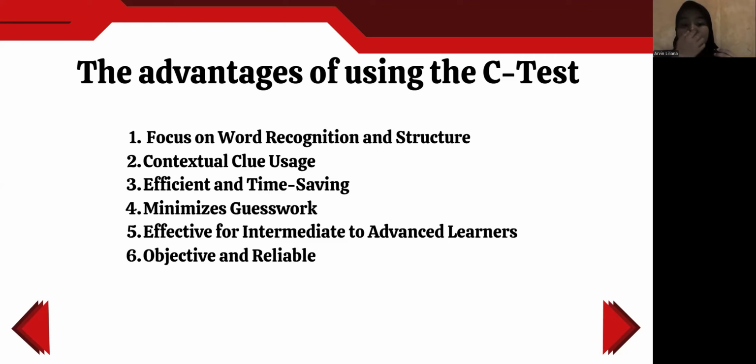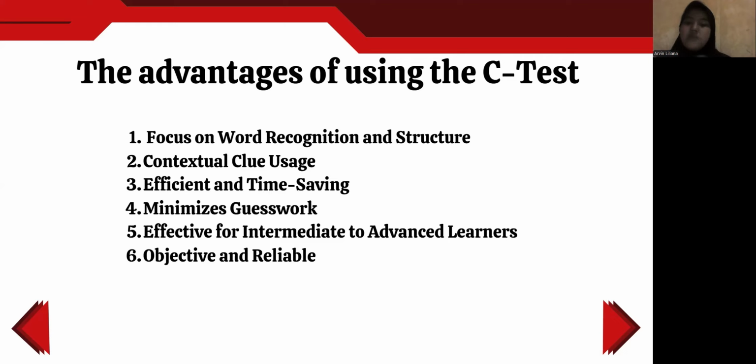The fourth is minimizing guesswork. Unlike multiple choice or true or false questions, which may sometimes allow a student to guess the answer correctly, the C-test requires active reconstruction of language, making it harder for students to rely purely on guesswork. This makes it a more reliable measure of language ability, as students cannot simply choose an answer based on intuition or familiarity with the question format.